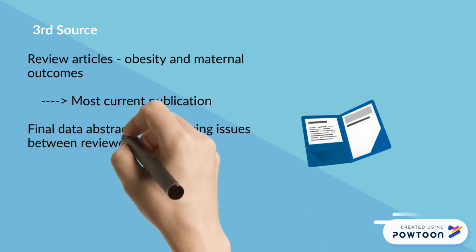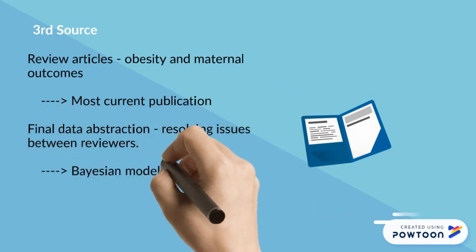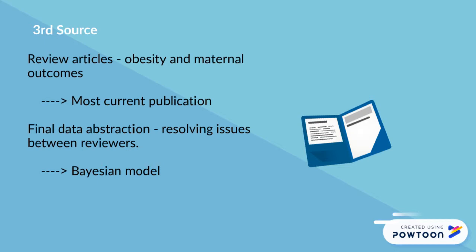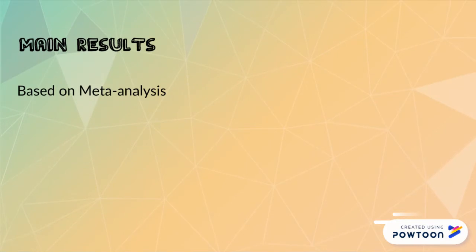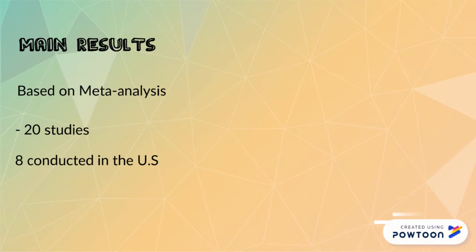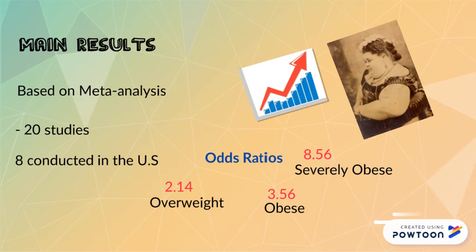Final data abstraction was made after correcting or resolving any issues between the reviewers, and a Bayesian model was used to perform meta-analysis and meta-regression. A total of 20 studies were included to obtain final results. Eight studies were conducted in the US and the rest in different countries. Based on the meta-analysis, compared to normal weight women, the odds ratios of developing gestational diabetes were 2.14, 3.56, and 8.56 for overweight, obese, and severely obese women.